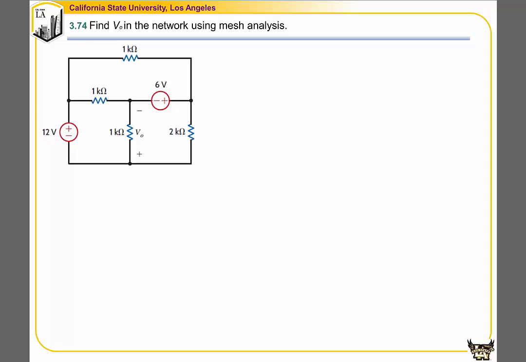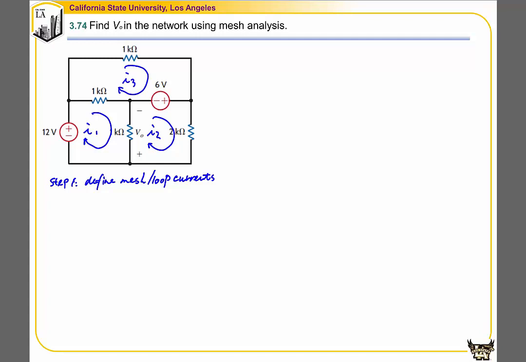In this example, we are going to use mesh analysis to find V0. In mesh analysis, the first step is always to define mesh currents. Sometimes we use loop instead of mesh. So we can define this as my mesh current I1, this will be mesh current I2, and this is also mesh current I3.